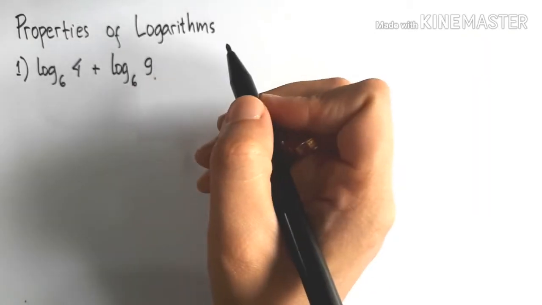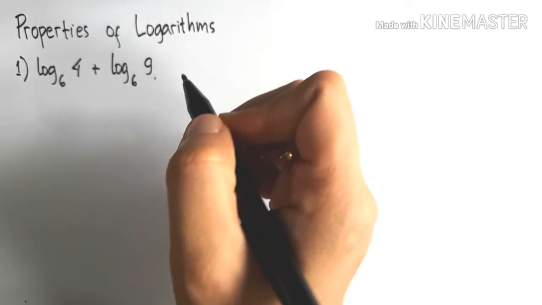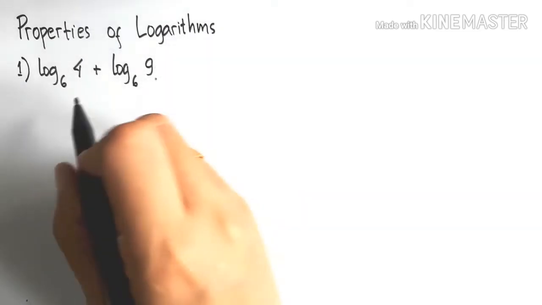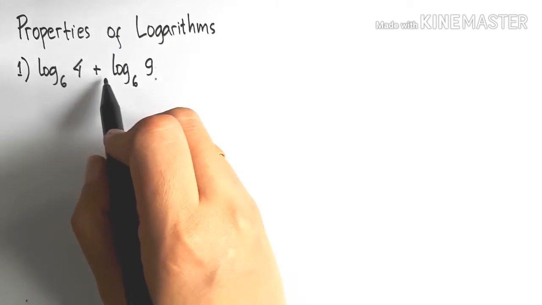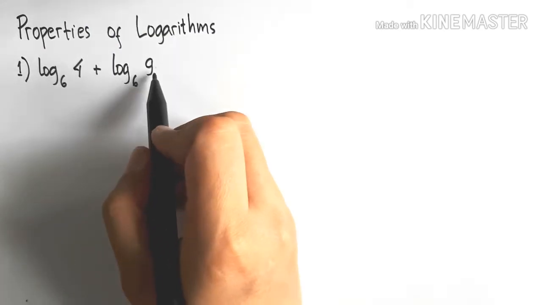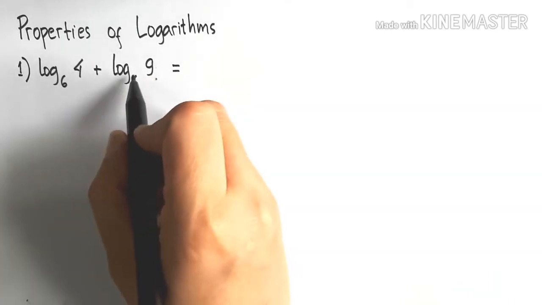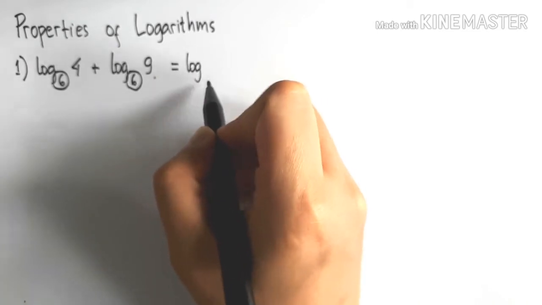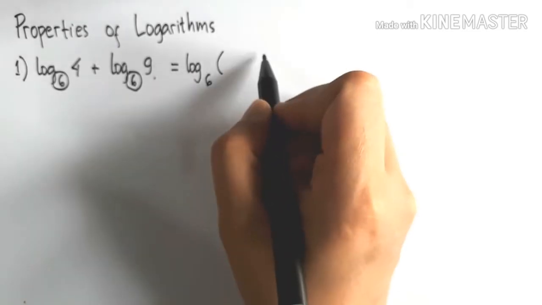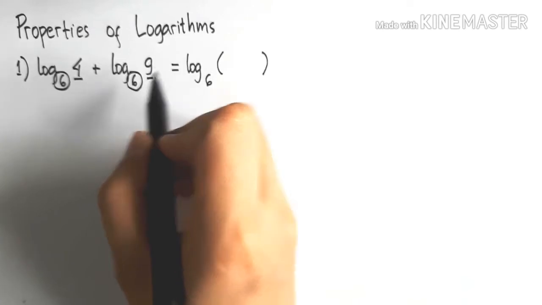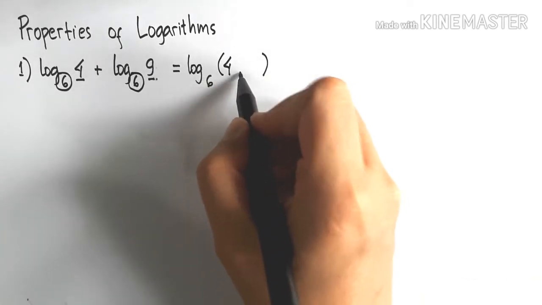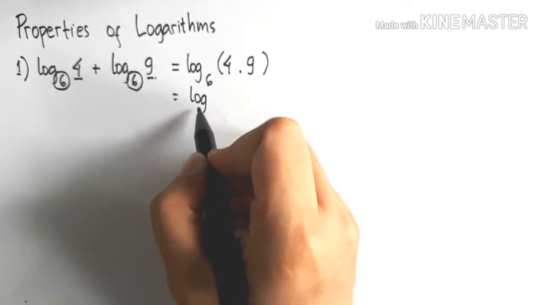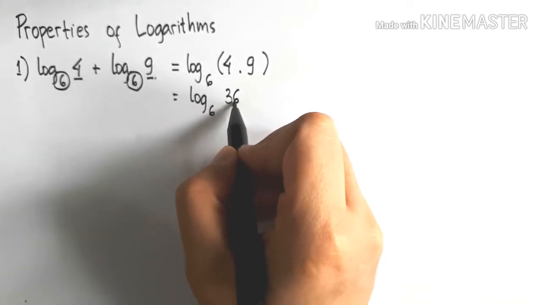Here in this video, I want to explain about properties of logarithms. Okay, let's see this example. Number 1, log base 6 of 4 plus log base 6 of 9. Because the base is the same, equal to 6, we can simplify it. Log base 6 of the arguments 4 and 9, we can multiply them, 4 times 9, and it will be log base 6 of 36.